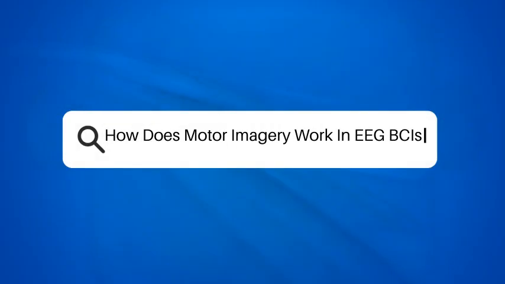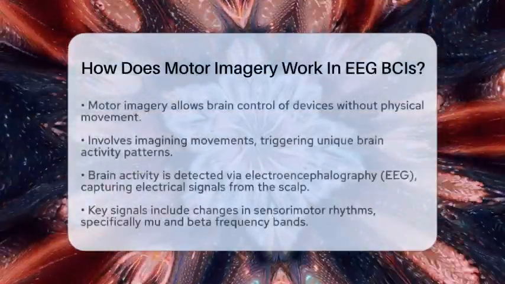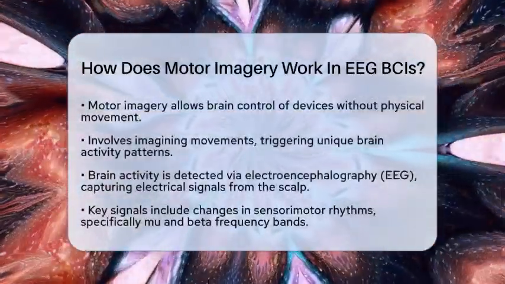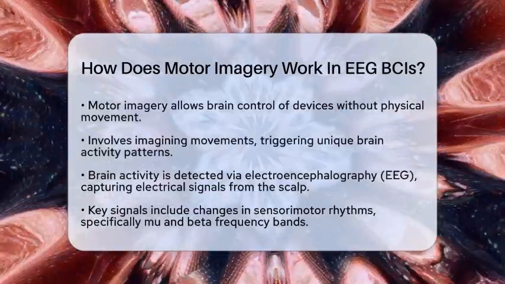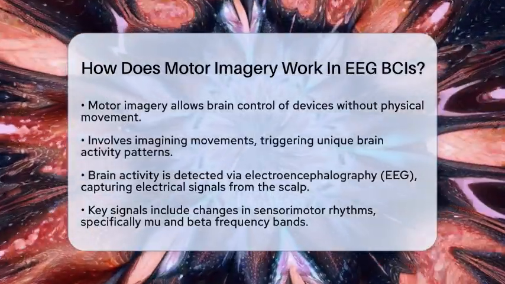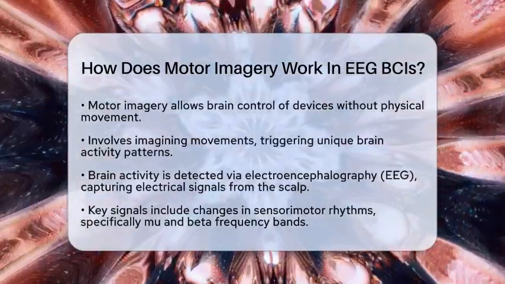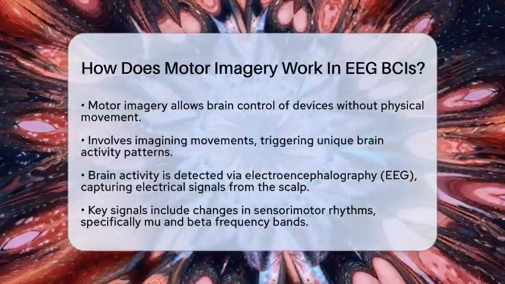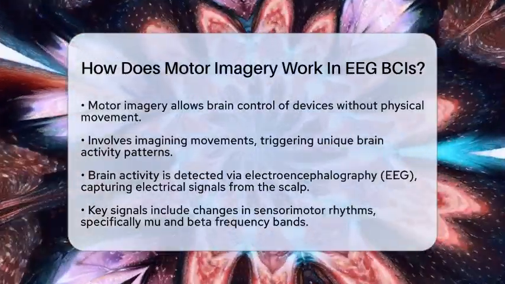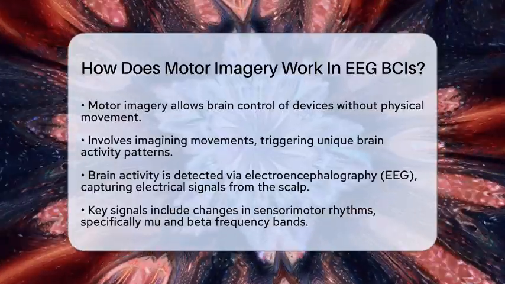How does motor imagery work in EEG BCIs? Have you ever wondered how your brain can control devices without any physical movement? The answer lies in motor imagery within electroencephalography-based brain-computer interfaces. Motor imagery involves imagining specific movements without actually performing them.